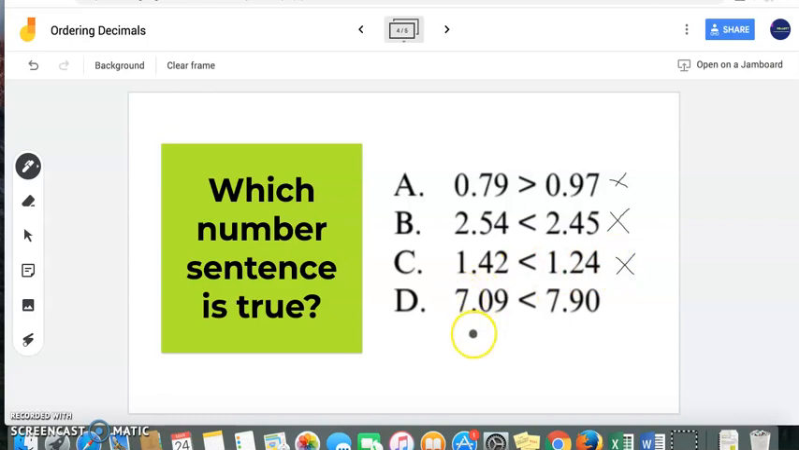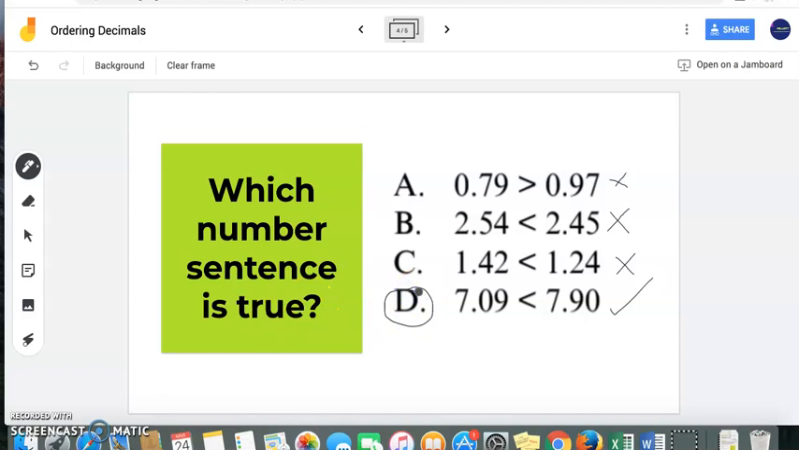So now I'm going to move to my next number. 7 and 9 hundredths is less than 7 and 90 hundredths. I'm going to take it digit by digit to check my work. Going from left to right, in my ones place is a 7 and a 7. My tenths is a 0 and then a 9. 0 is less than 9, therefore 7 and 9 hundredths is less than 7 and 90 hundredths, which is exactly what this expression is stating. So D would be the correct answer choice here.